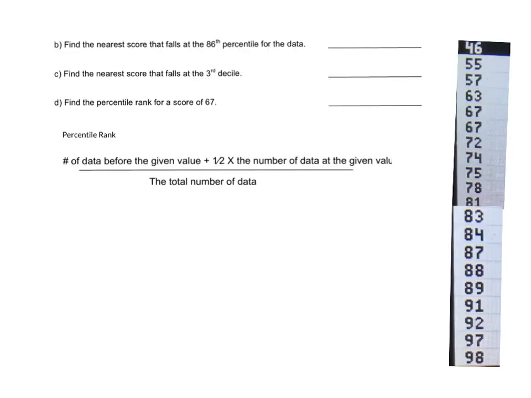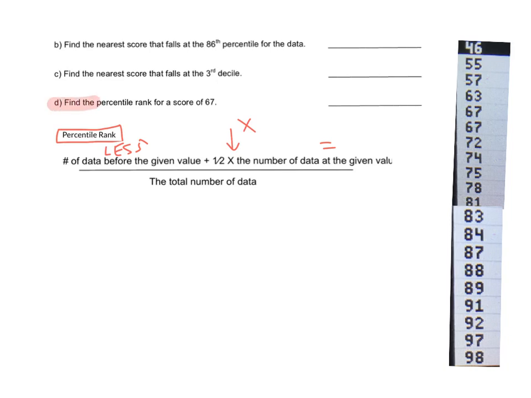Now we're going to be using the same data to do some percentile rank questions. And the formula that we use for percentile rank is the number of data before the given value, the number of data less than the given value, plus 1/2 times, that's multiplication, times the number of data at the given value, the number of data equal to the given value, divided by the total number of data.